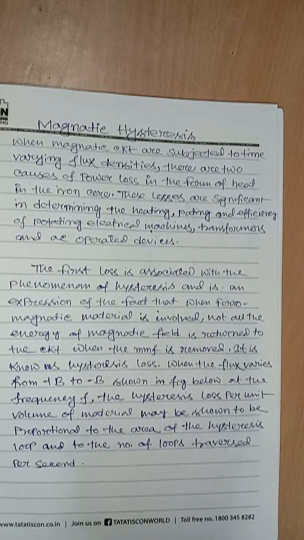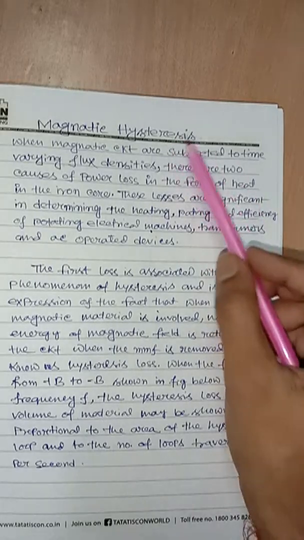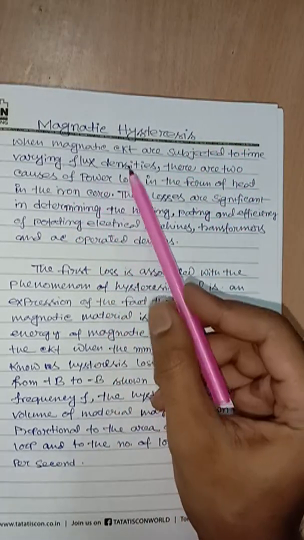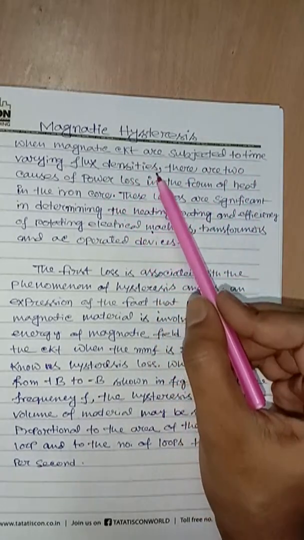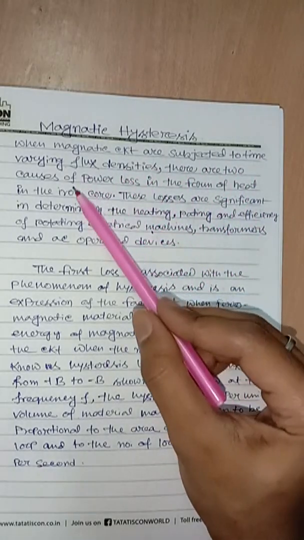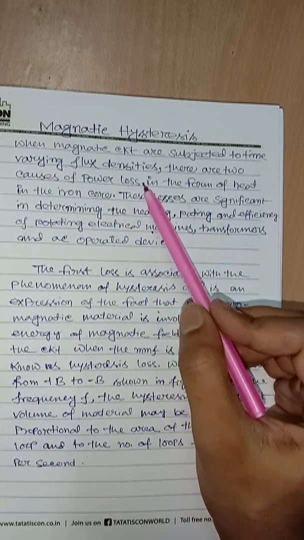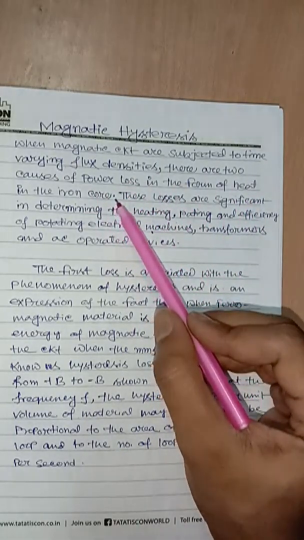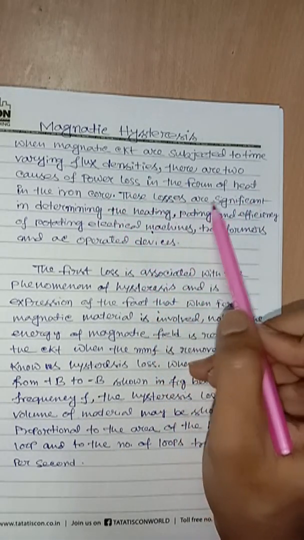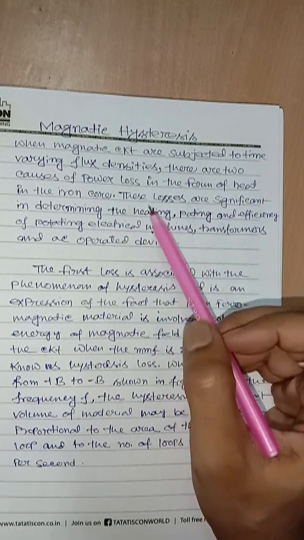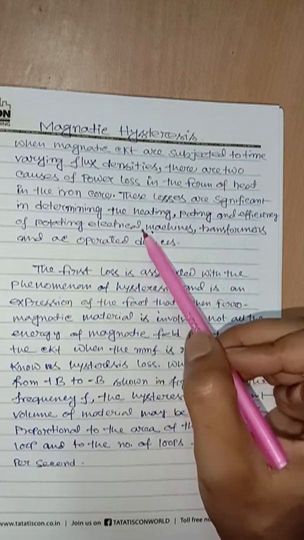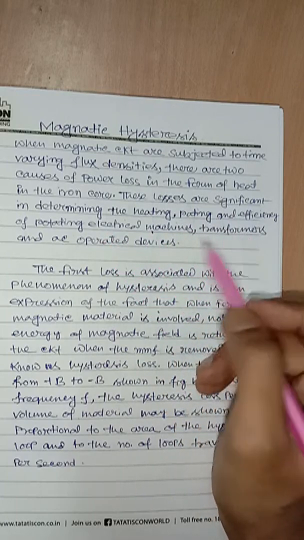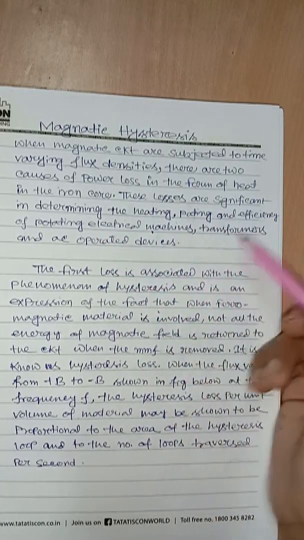Today we discuss a very important topic, that is magnetic hysteresis. When magnetic circuits are subjected to time varying flux densities, there are two causes of power losses in the form of heat in the iron core. These losses are significant in determining the heating, rating, and efficiency of rotating electrical machines, transformers, and AC operated devices.